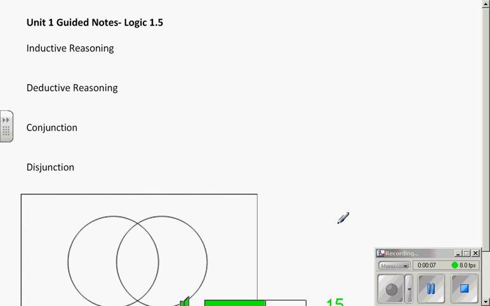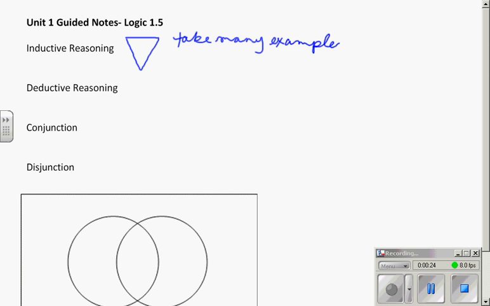Inductive reasoning can be best shown by an inverted triangle. What that is showing us is that we take many examples and we draw a conclusion or rule from them. So we put everything into our machine, we look for patterns, and we draw the conclusion out.